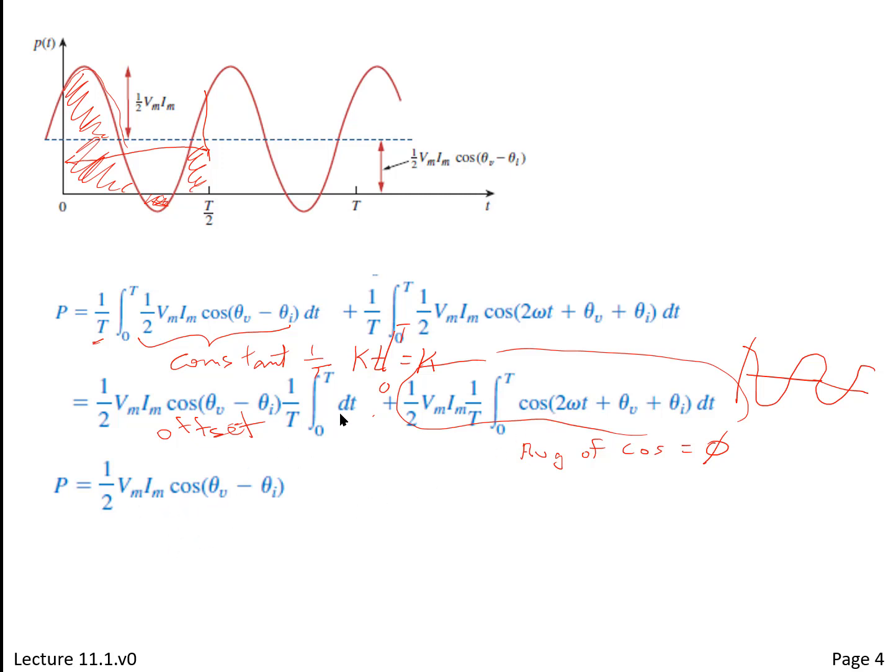Here's what we're left with, the offset value. Right? So all of this, you can imagine everything under this dotted line is the real power. That's the average power in this circuit. Okay? All right. So now we've got instantaneous and average.